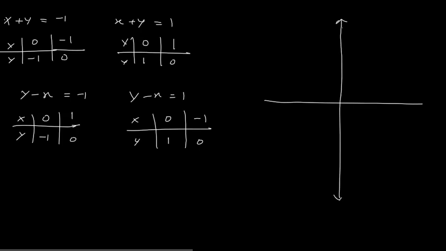Okay, so first x + y = -1. For that I have the point (0, -1), which will be a point somewhere here. Let us take this point, and then (-1, 0) will be a point here. Okay, so I will get one line.